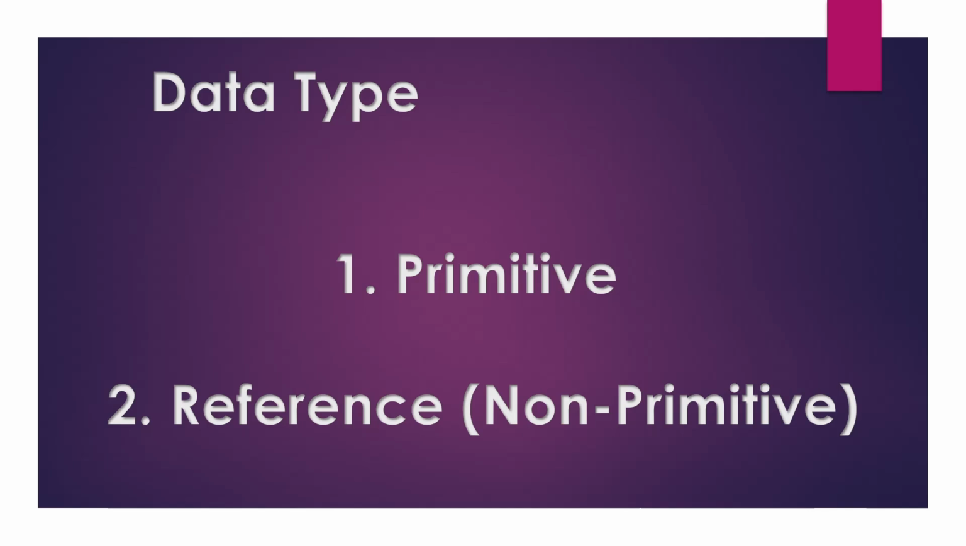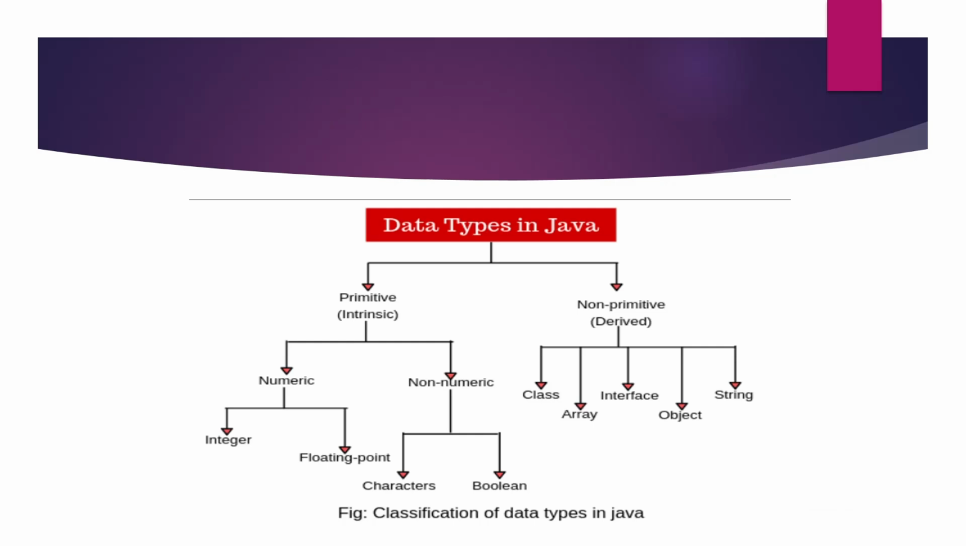Here in this lecture, we are going to see the data types. In data types, there are two subtypes. One is primitive data type and the other is non-primitive data type, which is also known as reference data type. As you see in this hierarchy, for primitive and non-primitive, we have more subtypes such as numeric, non-numeric, integer, floating point, character, and boolean. These are all for the primitive one. And for non-primitive, we have class, array, interface, object, string. There is one more called enum, which is a part of the non-primitive data type.